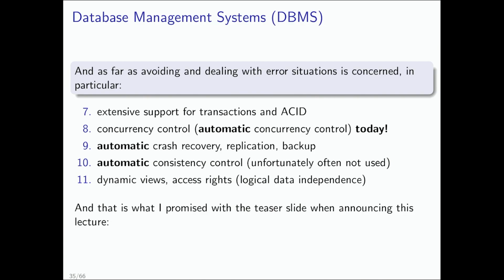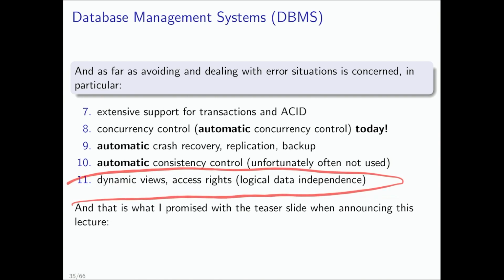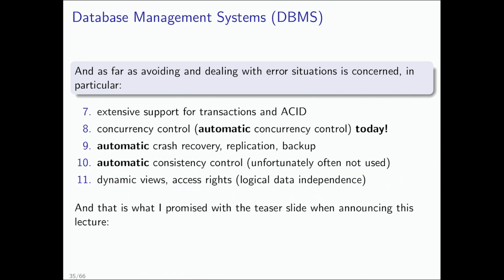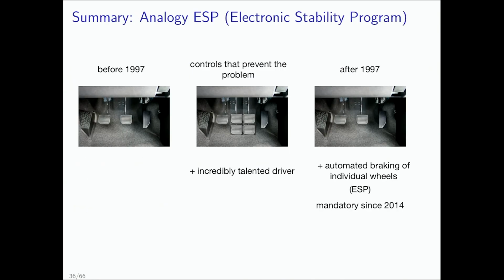There are other features we didn't look at so much. One is automatic crash recovery. So database systems are able to recover from all kinds of error situations. That's also something for the core lecture. You can also use automatic consistency control, for instance, through triggers. I briefly mentioned that last week. It's a very powerful feature. You have things to configure access rights. You have dynamic views, stuff like that. So many things. And the analogy for concurrency control was really this one, so keep that in mind.